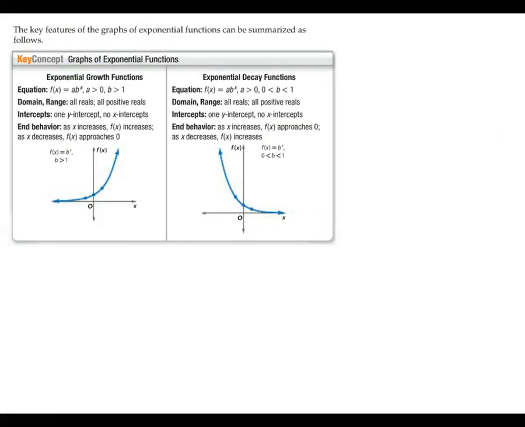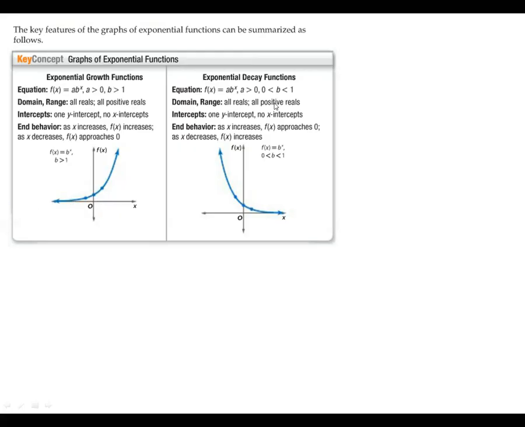If you have exponential growth, you have the same function, but the value of b has to be bigger than 1. It can be a fraction, it can be a decimal, but the value of that fraction or decimal has to be greater than 1. The domain is all real numbers, the range is all positive real numbers. Now remember, if you add or subtract a number from that exponential function, then it's going to shift it up or down. There is one y-intercept and no x-intercepts of the regular one if you don't shift it up or down. And as x increases, y increases, and as x decreases, y gets close to 0.